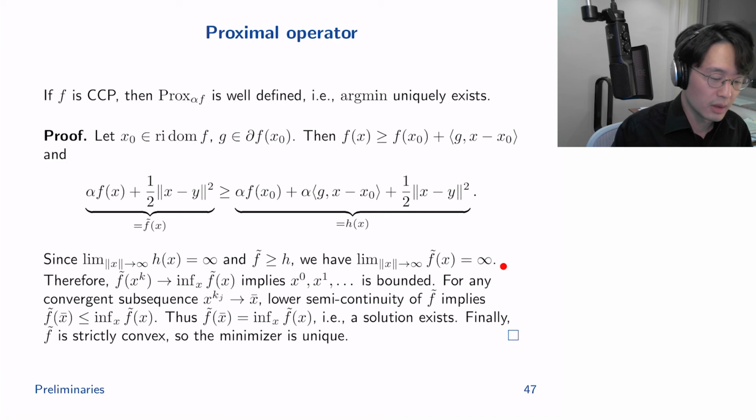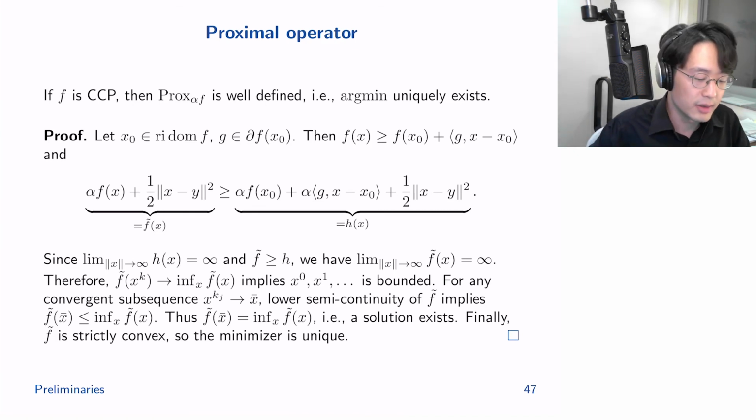So what this tells us is that if we have a sequence xk such that the function value of f tilde converges to the infimum, because remember, the proximal operator is defined as the argmin of f tilde, so we consider a sequence xk that minimizes f tilde, then this sequence xk has to be a bounded sequence because of this. Since the sequence is bounded and our underlying space is Rn, the bounded sequence has a convergent subsequence. So we take a convergent subsequence xkj, and we denote the limit of the convergent subsequence as x bar.